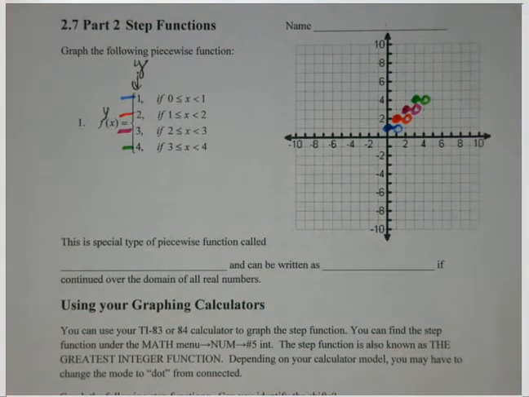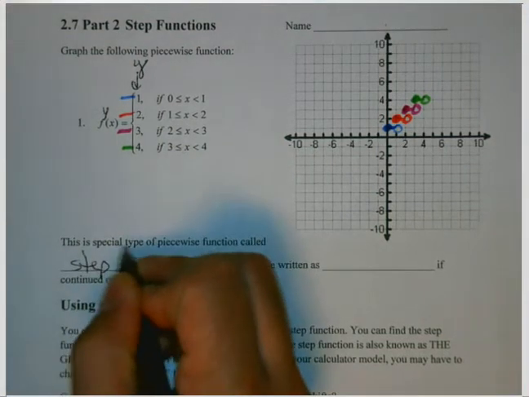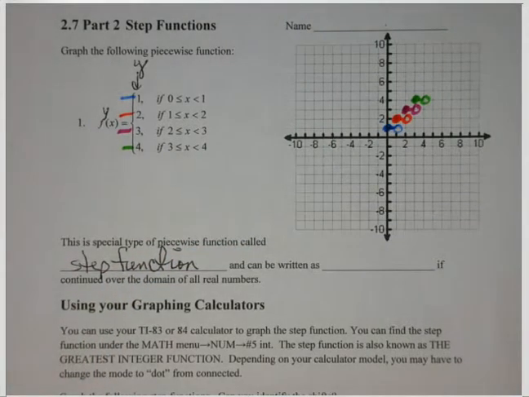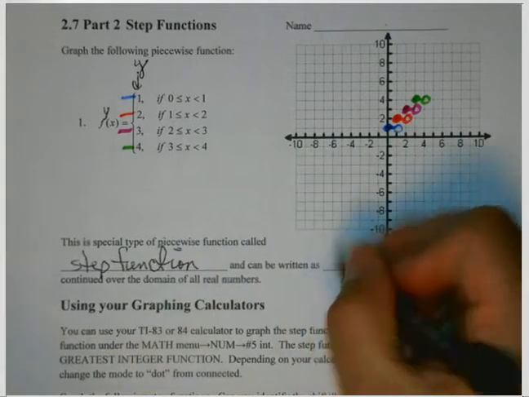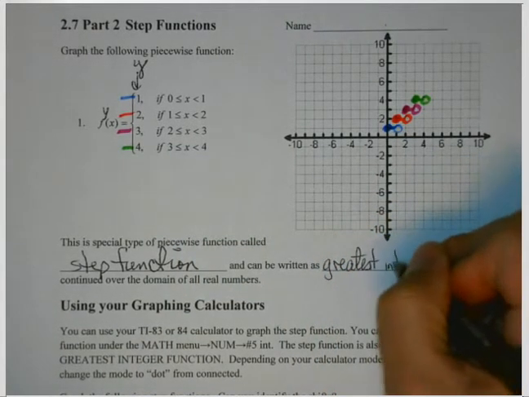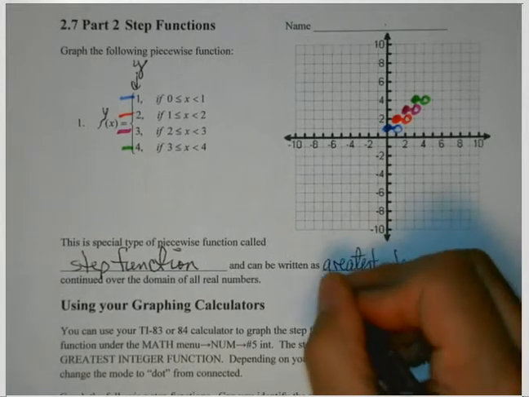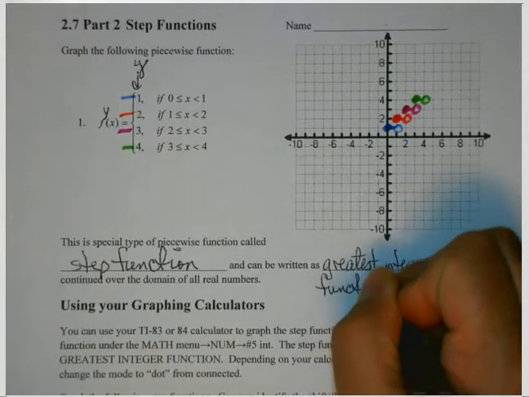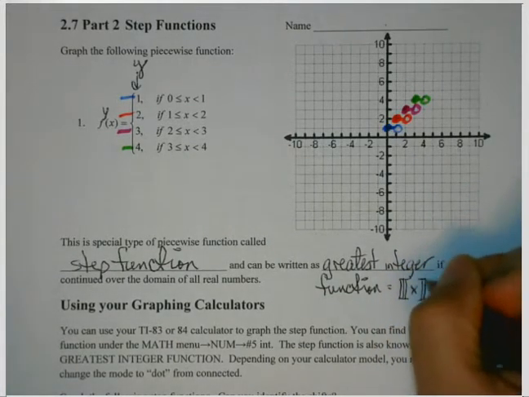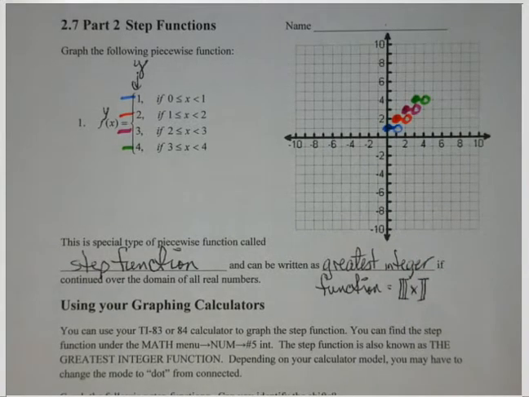So this type of function, as we've said several times in the last couple of minutes, is called a step function. It also can be written as something called a greatest integer function, because these will always be in whole numbers, and it might look something like this. It's almost like brackets with an extra line in there. So if you ever see that, that's just a fancy way of writing that it's a step function.